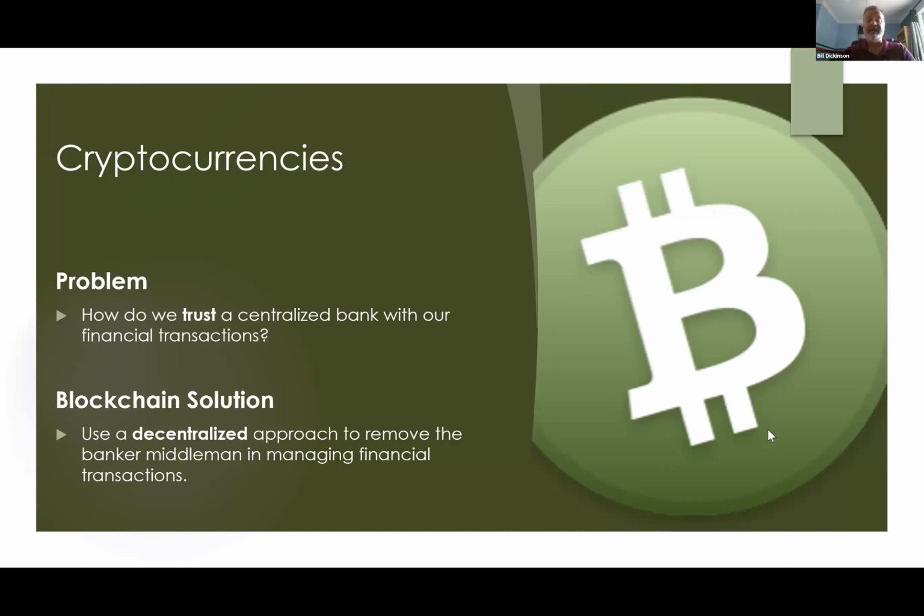Okay, so we've been talking about banking, and let's talk about the alternative, the cryptocurrencies. The basic question here is, how do we trust a centralized bank with our financial transactions? Putting aside all the history and buzz around Bitcoin and cryptocurrencies, when we get down to it, what we're really talking about is a new way of managing financial transactions between people or entities or businesses. The idea is to allow people to transfer money directly between each other, and so remove a centralized bank as a middleman in the transaction.